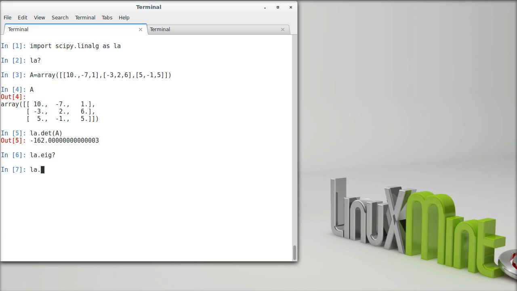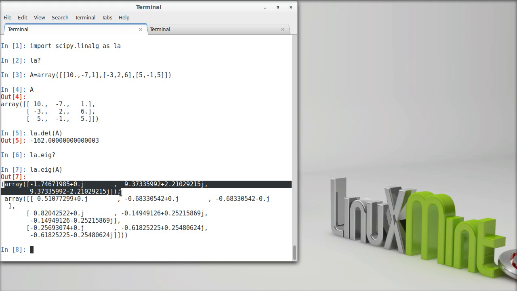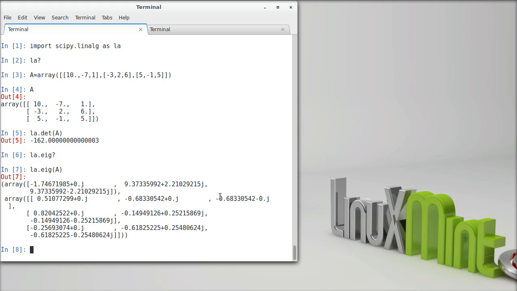Okay, so let's look at this for our matrix A, and here we go. Well, the first thing that we notice is there are lots of strange looking things here. So again, the first thing that's returned is an array of the eigenvalues. These are the eigenvalues. We have a 3 by 3 matrix, so there's 3 eigenvalues. And here's the eigenvectors in another matrix.